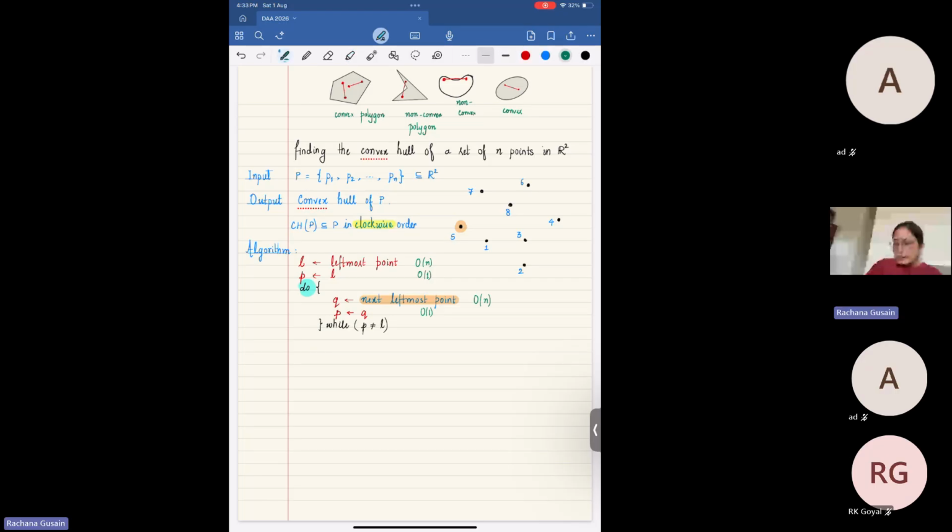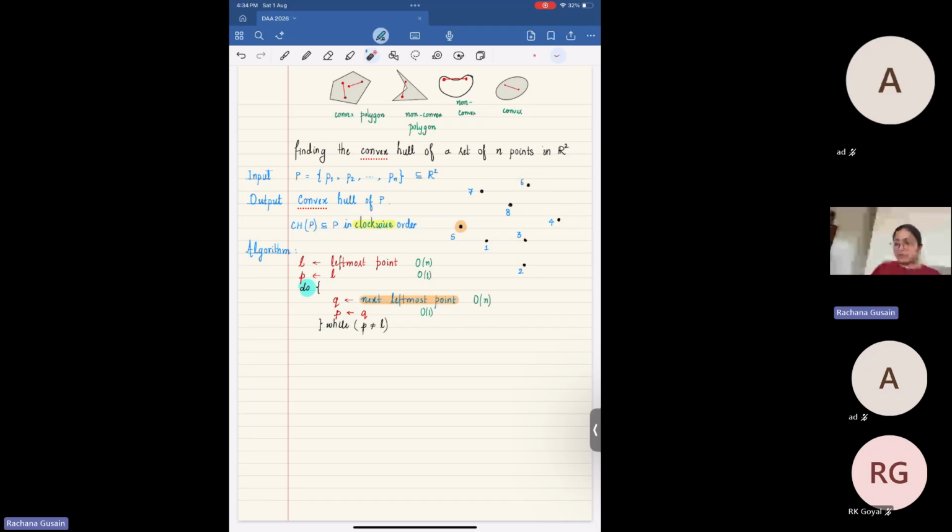So let's say that the convex hull of P has k vertices. Because what is happening is that in each iteration, I'm obtaining a vertex of the convex hull. So we started with 5. Then in the first iteration of the loop, I'm going to find 7. Next iteration, I'm going to find 6, then 4, then 2.